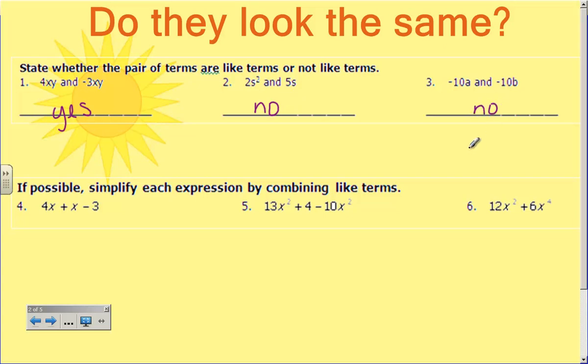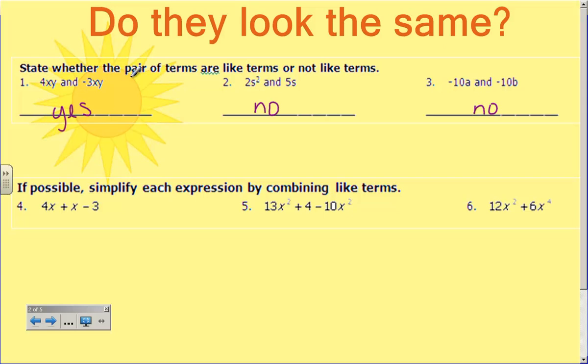These are not like terms because their variables don't match. You have an a and a b, definitely not the same. So now for 4 through 6, we're going to simplify if we can by putting things that are the same together. Because if I have things that are the same, like right here, 4xy and negative 3xy, I can combine them.